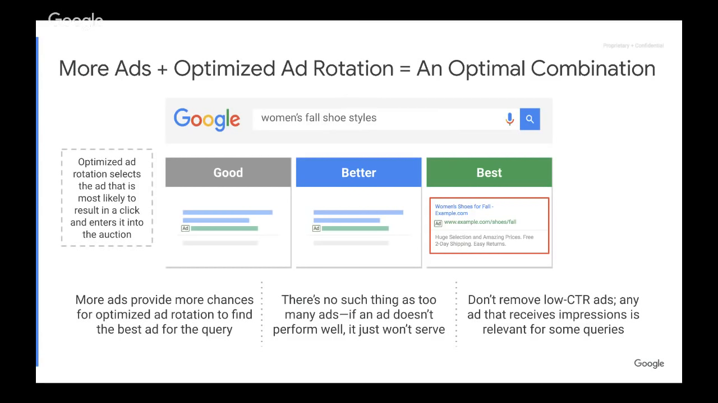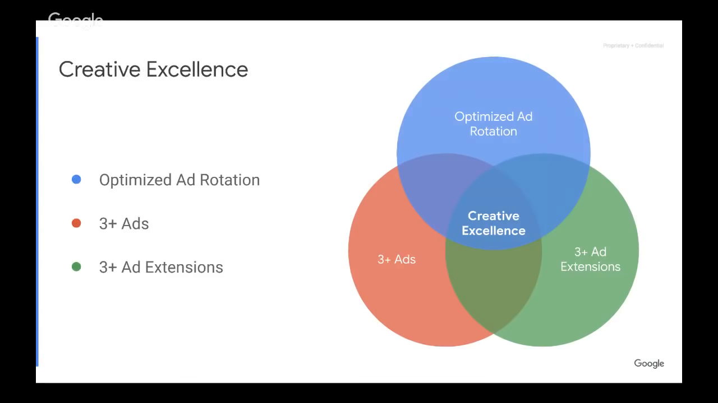But to summarize, more ads plus optimized ad rotation is an optimal combination to have the best performing ad for the right user, to improve the amount of impressions you get in absolute values and the more clicks to get more visitors to your website, which can result in more conversions. So that's the creative excellence piece.